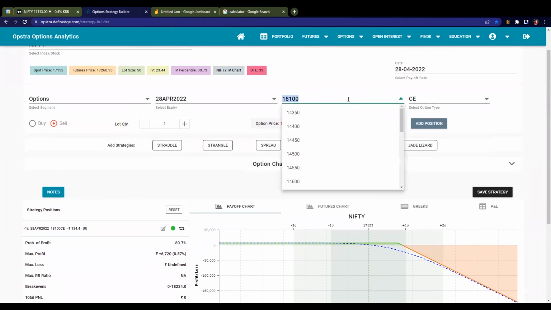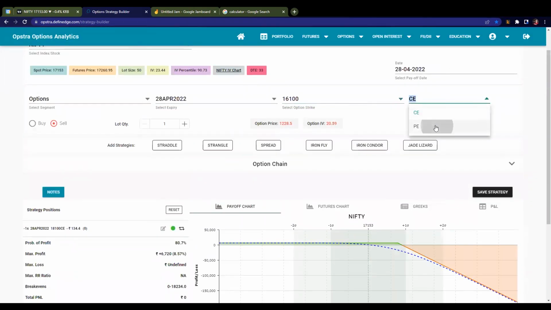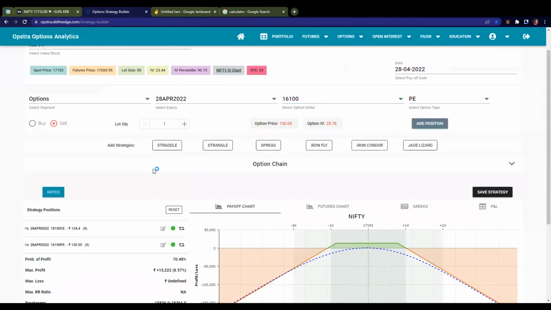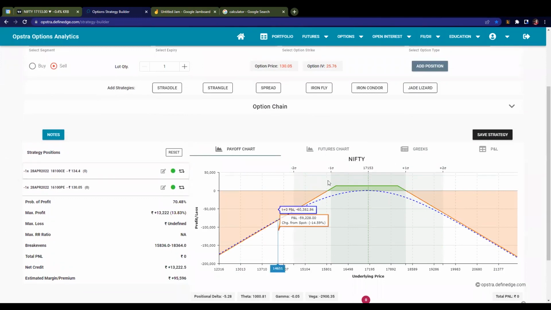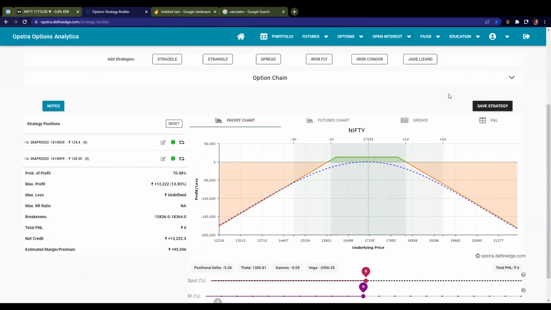Let's sell the other leg for the Strangle. 16,100 put option, we'll sell it for the same expiry, one lot, at the position. Ta-da! So this is your Strangle, which you can track every day or after every interval till the expiry. You can just save the strategy, go to the portfolio, and you'll have the real-time profit and loss. You can do adjustments, you can change the payoff, update the payoff, it is all yours.